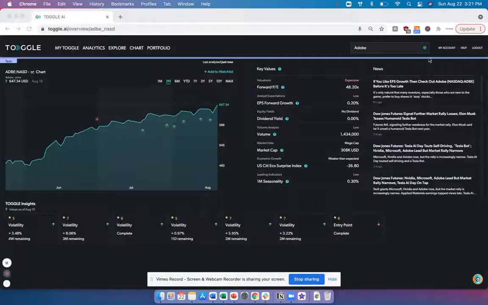Further to the right, we have our news collection, which brings in news from a variety of sources like Benzinga and Reuters. A neat addition coming soon will be News Insights. Toggle will scan recent news and highlight news articles that could potentially impact the stock's price. Pretty cool, right? Under the graph, you can see a preview of the insights and select one that fits your investment strategy. Now let's dive into an insight.